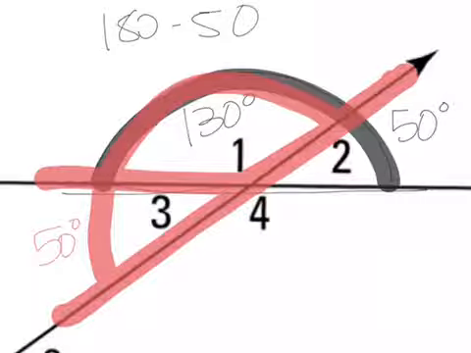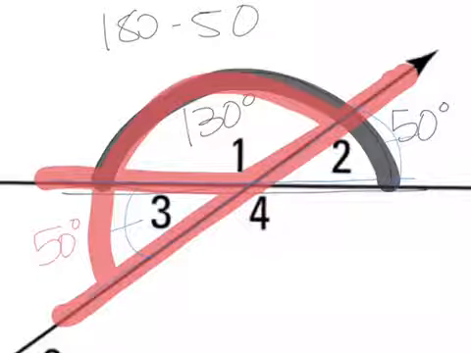What you may have noticed here is that these two angles, okay, are both 50 degrees. And these angles are called vertical angles. And vertical angles are formed anytime two lines intersect. They're the angles that are straight across from each other, and they always end up being congruent.